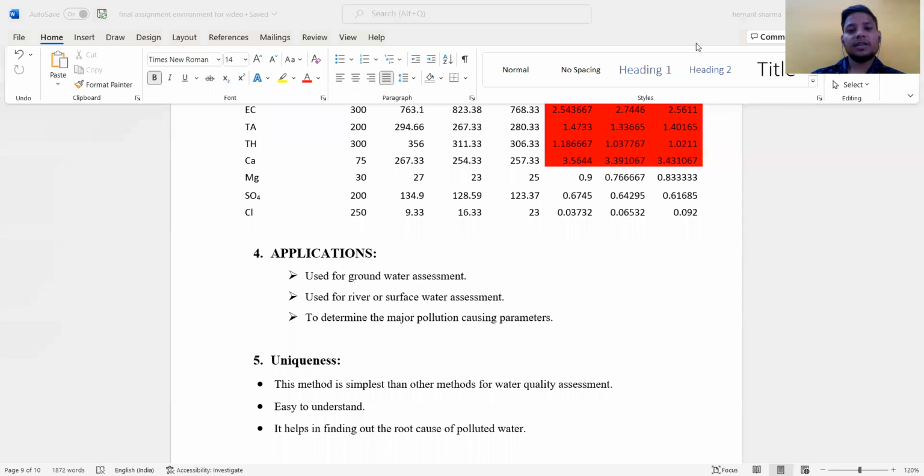The NPI method is applied for groundwater assessment, for river or surface water assessment, and to determine the major pollution causing parameters. And the uniqueness of this method is that it is the simplest compared to other methods for water quality assessment, easy to understand. It helps in finding out the root cause of polluted parameters.